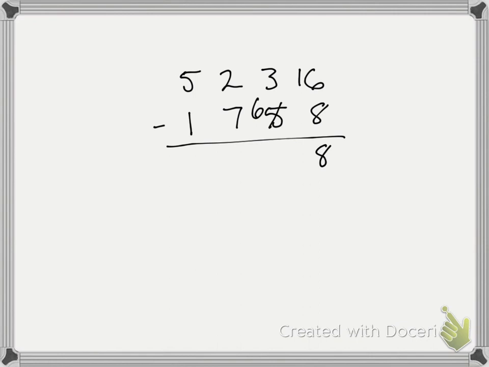So what I'm going to do instead is treat this problem as though I'm giving 10 to both numbers. The reality is I'm giving 100 to both numbers. So giving 10 tens to make that 3 tens a 13 and turning the 7 into an 8. So now I can take 6 from 13. 6 from 13 is 7, and I move on to the next column.